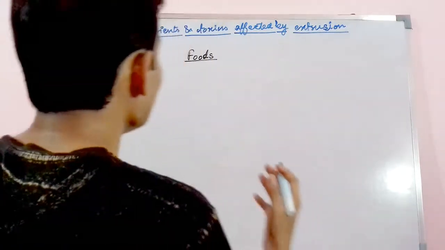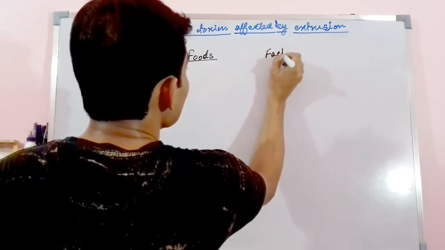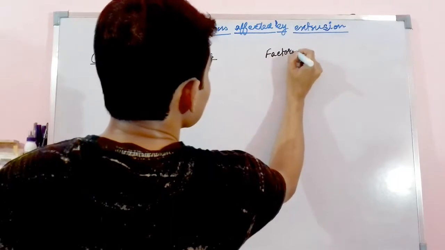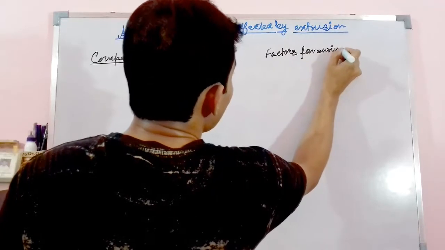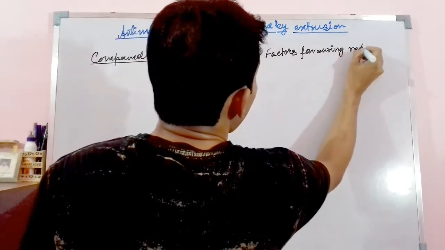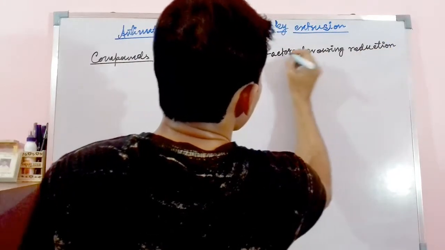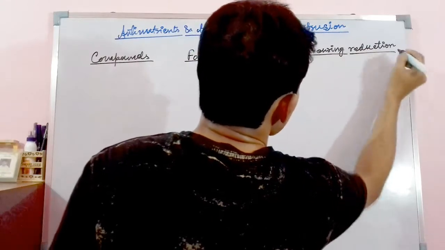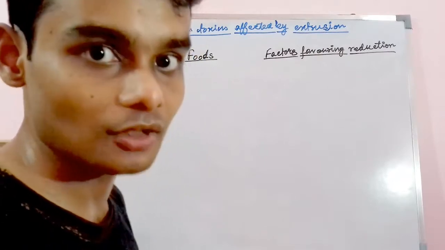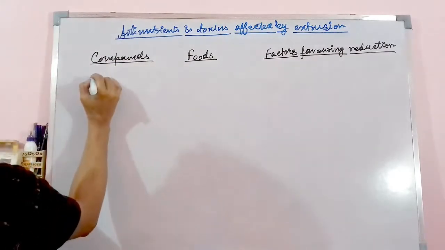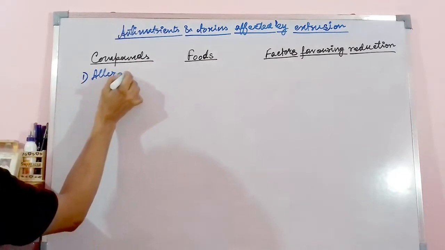And in the third column I will put the heading as the factors favoring reduction. Okay, factors favoring reduction of those harmful compounds. Now, first in our hit list, the top list, we have allergens. Let's write the first compound as allergens.